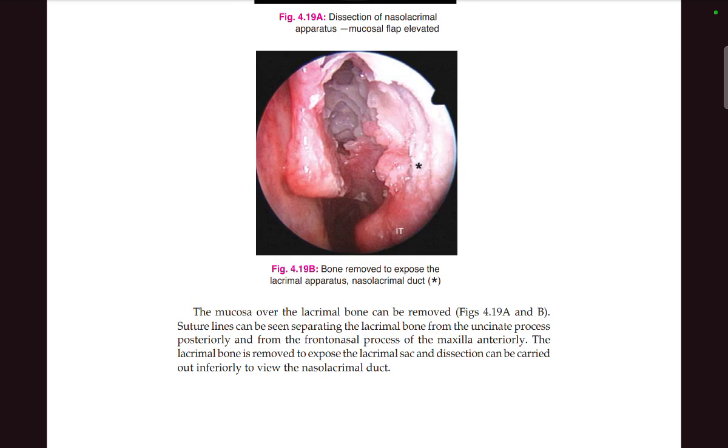Suture lines can be seen separating the lacrimal bone from the uncinate process posteriorly and from the frontonasal process of the maxilla anteriorly. The lacrimal bone is removed to expose the lacrimal sac, and dissection can be carried out inferiorly to view the nasolacrimal duct.